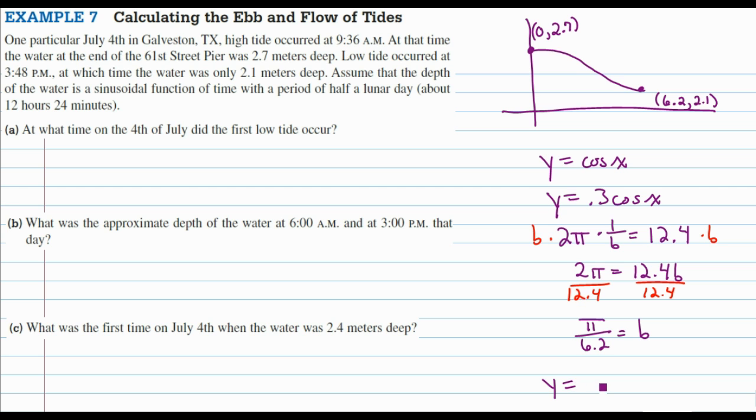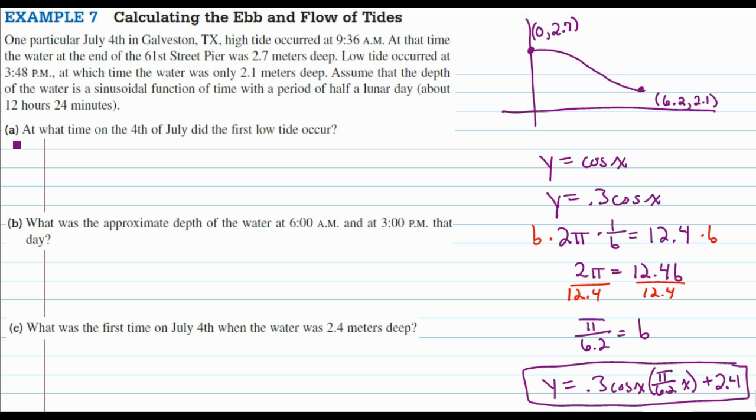So now my curve is y equals 0.3 cosine of pi over 6.2 x. But this goes from negative 0.3 to positive 0.3. I want to go from 2.1 to 2.7. To go from a minimum of negative 0.3 to a minimum of 2.1, I need to add 2.4. So here is my sinusoid that would make the tide at time 0, 9:36 a.m., a high tide, and then low tide 6.2 hours later at 2.1 meters deep.